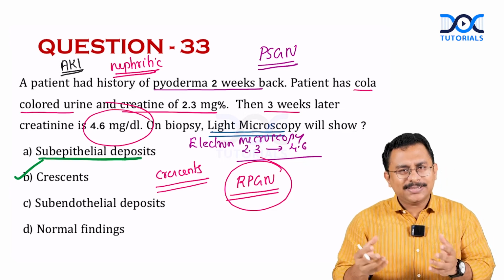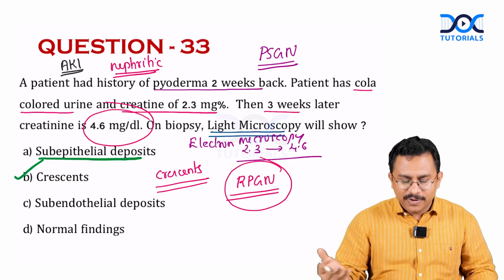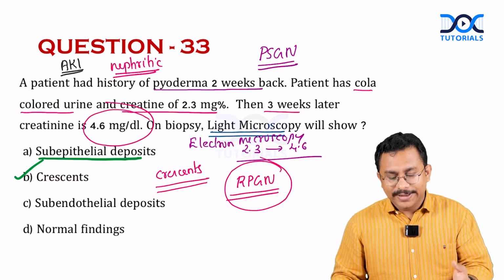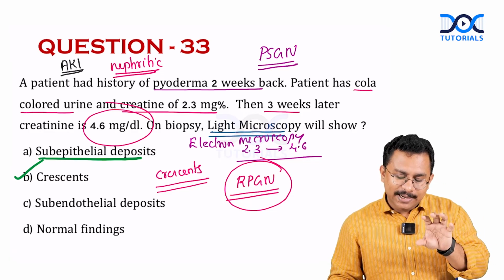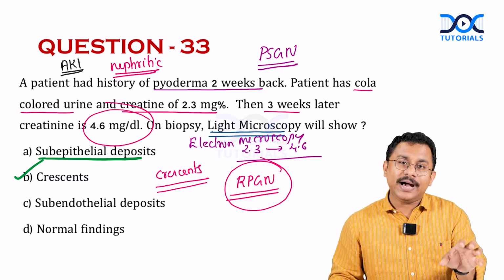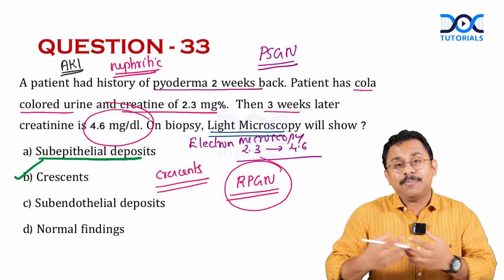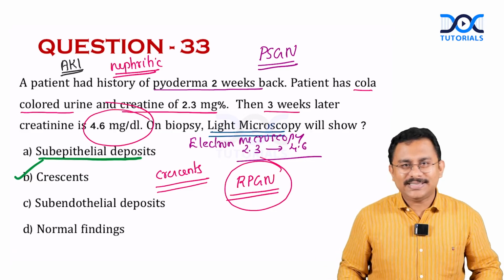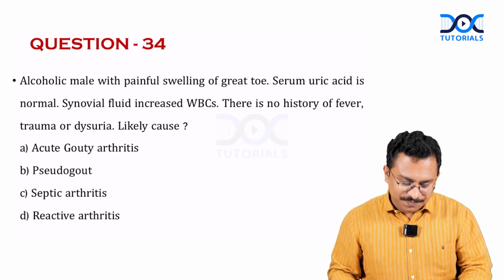The answer will depend upon what exactly is asked, but I hope the idea has been conveyed to you so that, in whatever way the question is asked to you, you can write it. But did you understand that I had to pick up a scenario of an RPGN here? Because it's not just any PSGN, it is a rapidly progressive glomerulonephritis here. Moving on to question number 34.